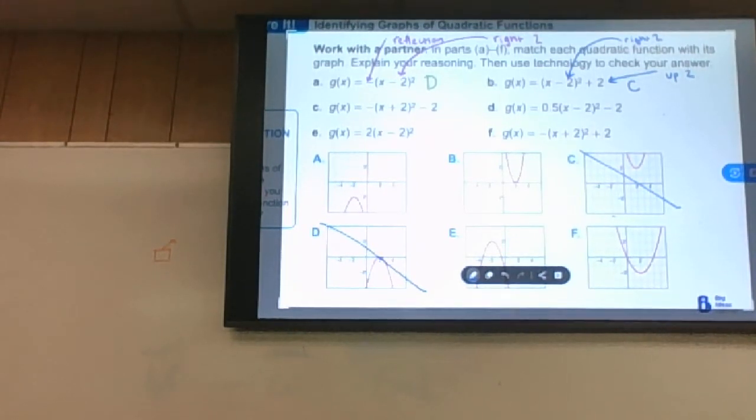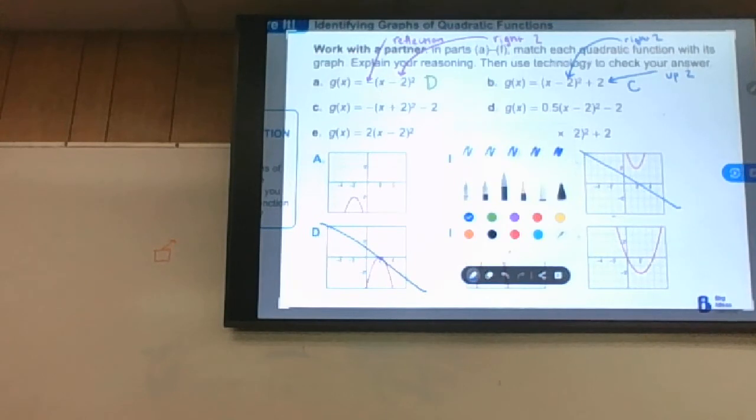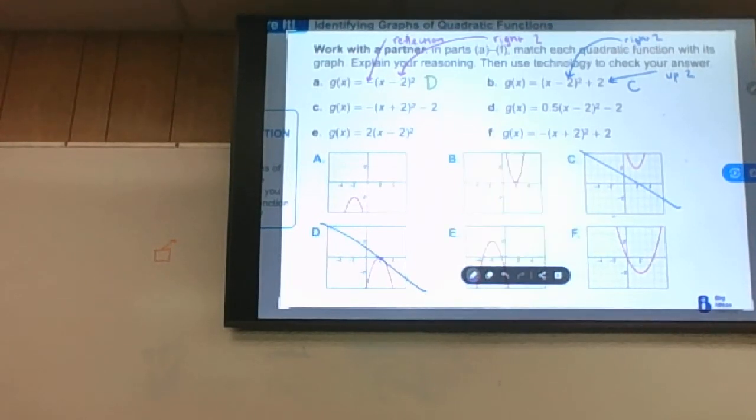All right, little letter C. How'd you match little letter C? Anybody got it? What'd you say? Okay, let's take a look. All right, so C: reflection, yes. Left two, yes. Down two, yes. C matches letter A. Left and down.